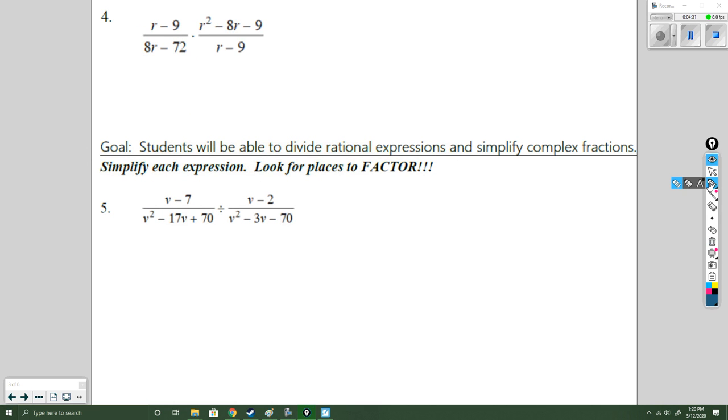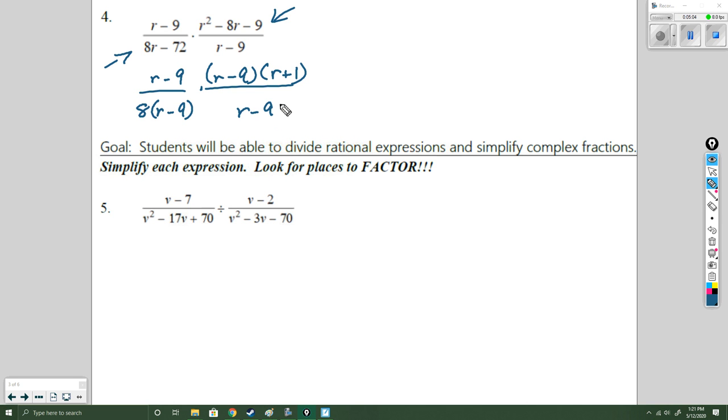Now, once again, we want to look for places to factor. We got two things that are factorable right here, so we want to factor those first. We're going to factor an 8 out of the denominator in the left fraction, and that's going to give us 8 times the quantity r minus 9. And then we want to factor the numerator of the second fraction. That is r minus 9 times r plus 1.